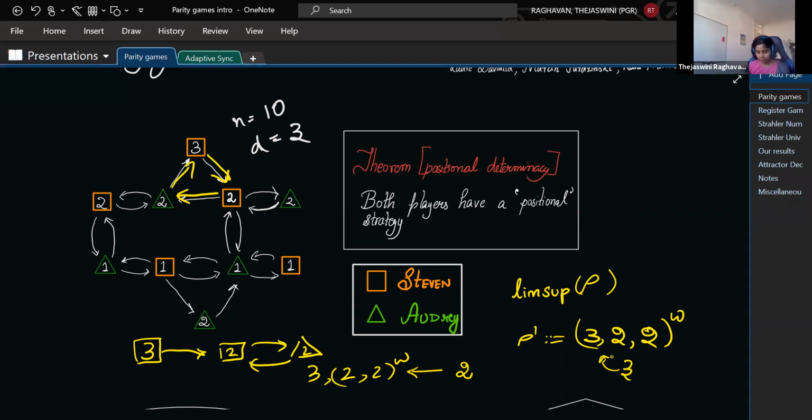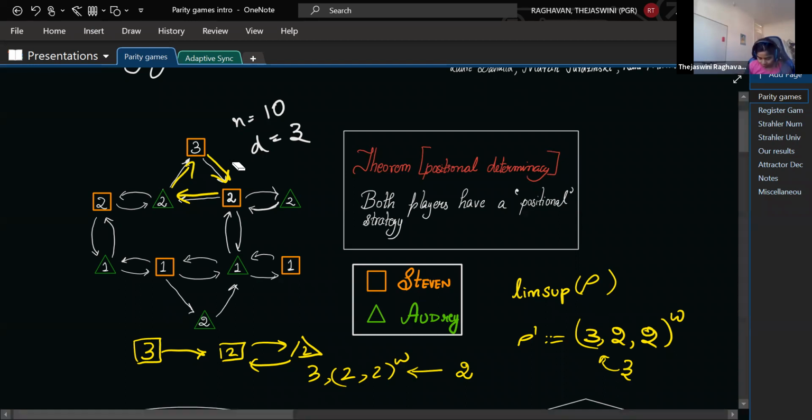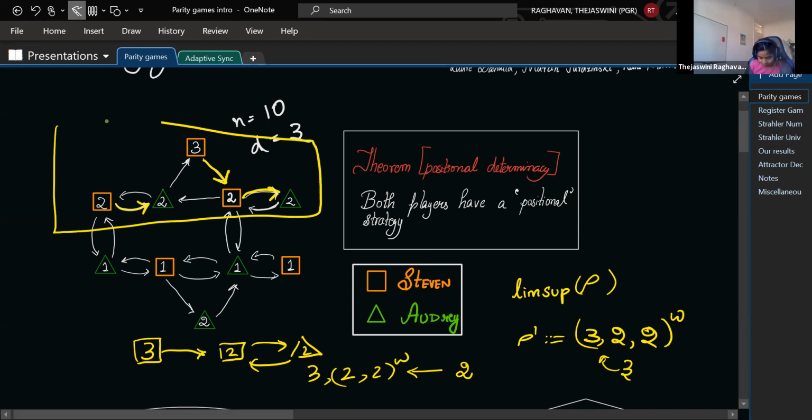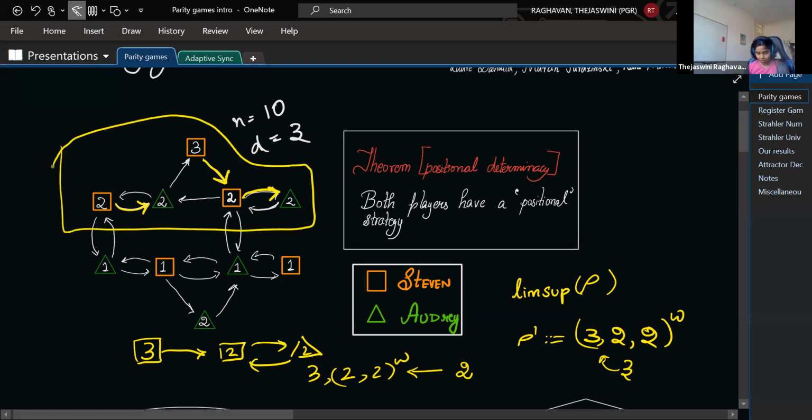So if you look at this game especially, you can see that by always picking this edge and this edge, Steven can in fact win from all vertices in the top half of this game, no matter what Audrey does. If the game starts in any vertex in this top half, then Steven can win by just doing these.